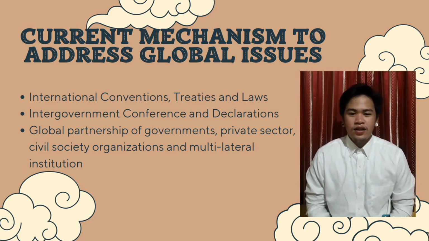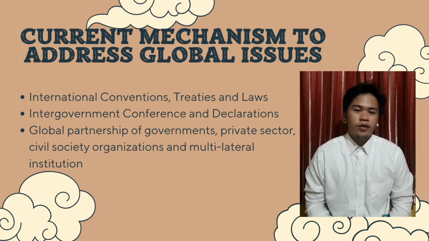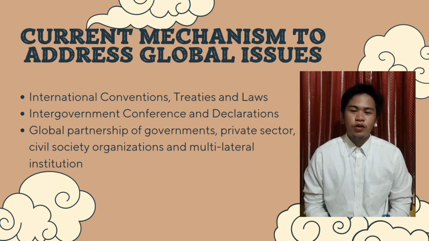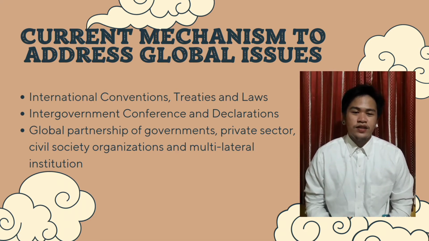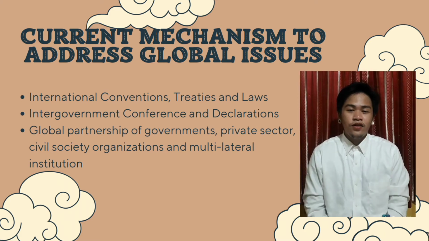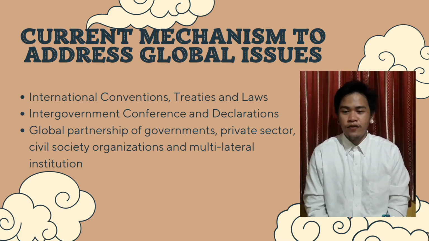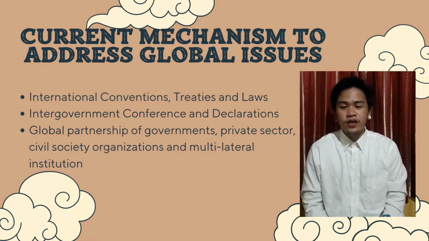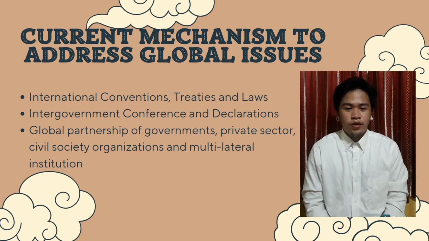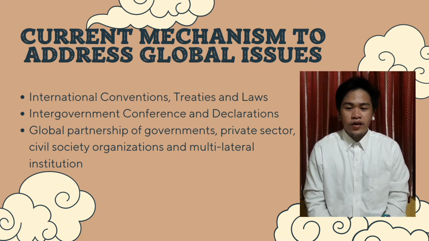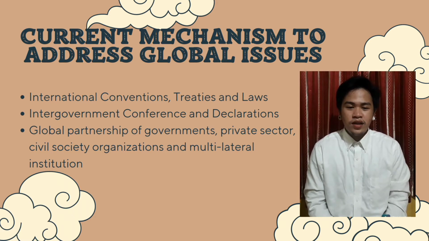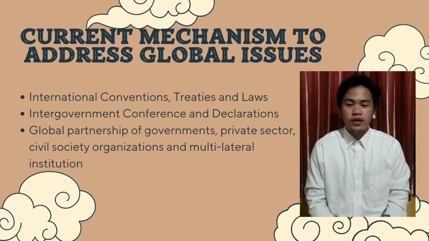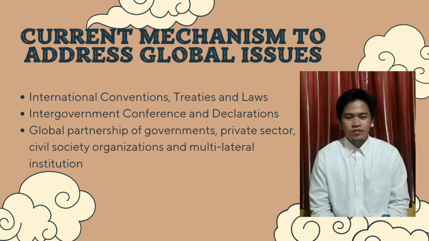Intergovernmental conference and declaration. The Intergovernmental Conference to adopt the Global Compact for Safe, Orderly, and Regular Migration takes place in Marrakech, Morocco on the 10th and 11th of December 2018. The conference is convened under the auspices of the United Nations General Assembly and held pursuant to Resolution 71/1 of 19th December 2016, entitled New York Declaration for Refugees and Migrants, which decided to launch a process of intergovernmental negotiations leading to the adoption of the Global Compact for Migration.